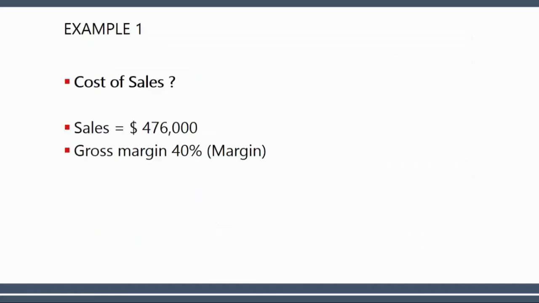Now we need to do some examples. For example, they tell us that your sales are $476,000 and gross margin is 40%. So we are saying margin, it means that it must be calculated on the selling price. How much is the cost of sales? This is what you have to find out.